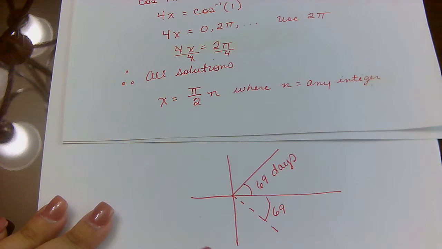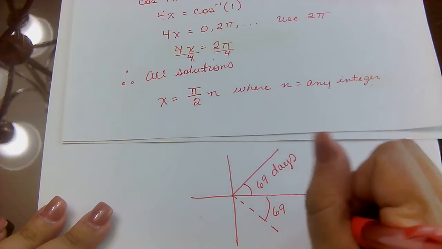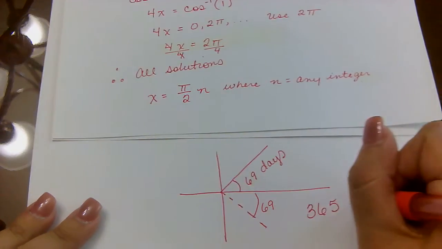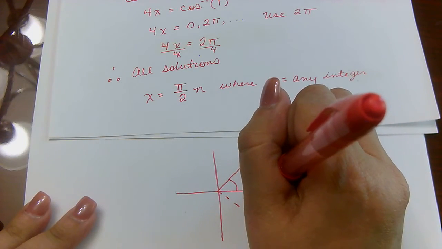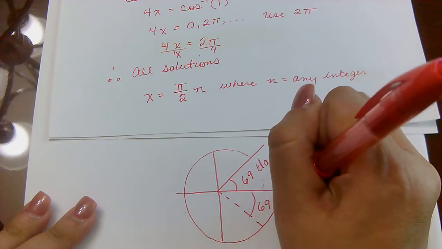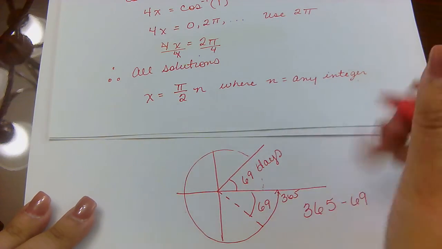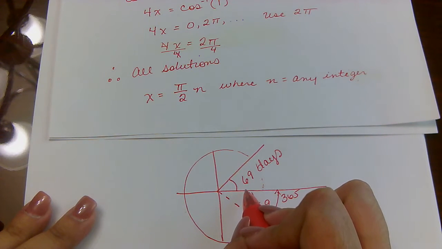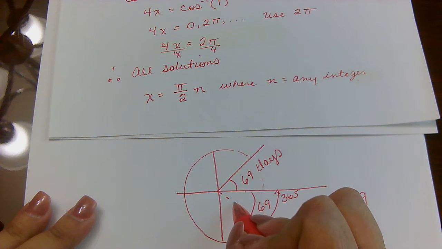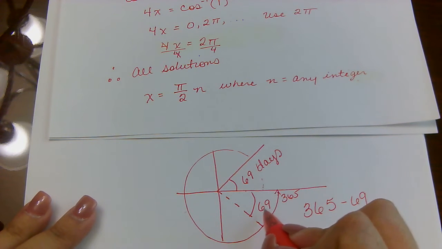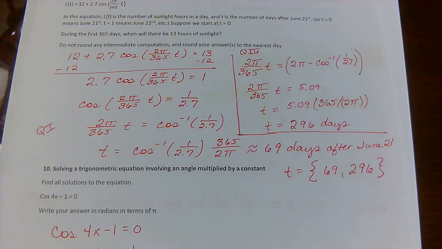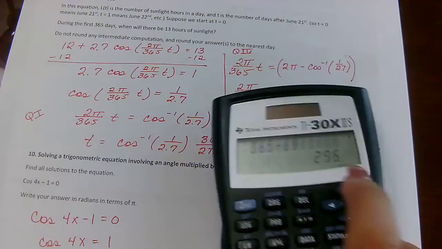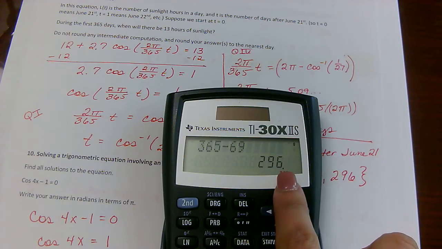Well, if there is a total of 365 days in a year, then I would say 365 days minus the 69 days. Okay, because one whole rotation, remember, is going to be 365 days. So if I'm looking for the angle from here all the way to this part, it's going to be 365 minus the 69. So 365 minus 69 days, and I get 296.